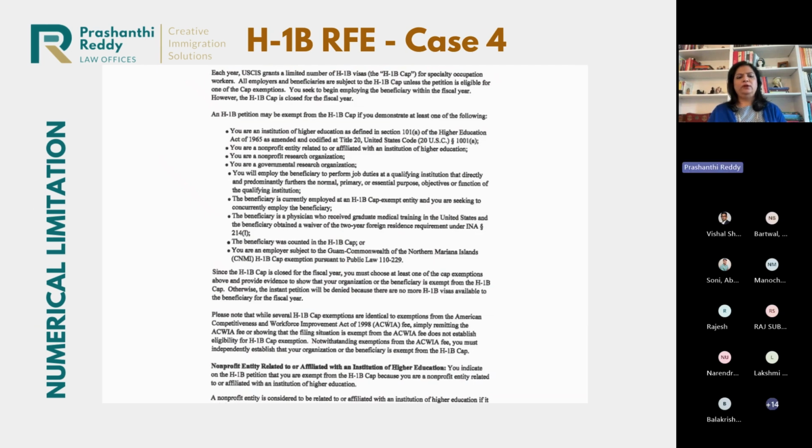So next, I want to talk about the numerical limitation RFE that we get. Now, this is if you're cap exempt, and I think we won't dwell on this too much because we're running out of time, and I want to give some time for questions as well. With reference to whether your employer is cap exempt, they can be cap exempt in many ways, and there's a list of the different ways that you can be cap exempt here.